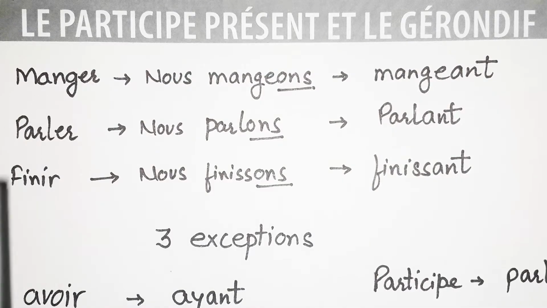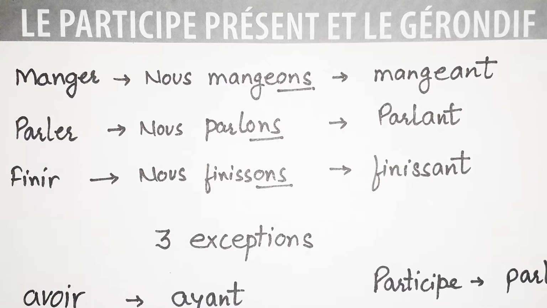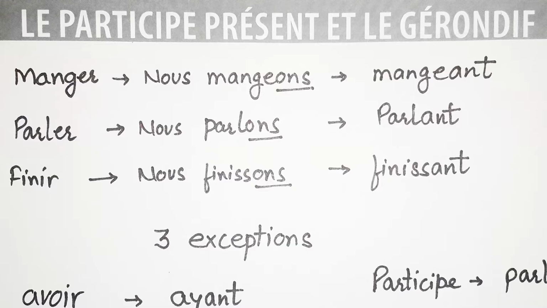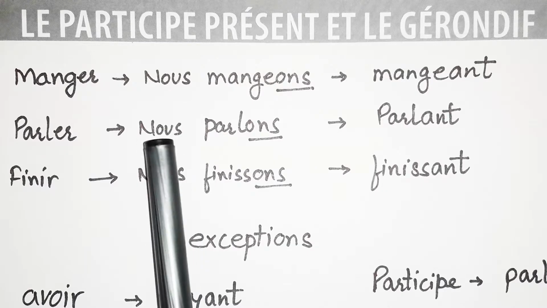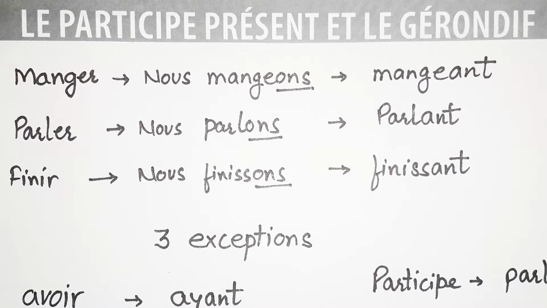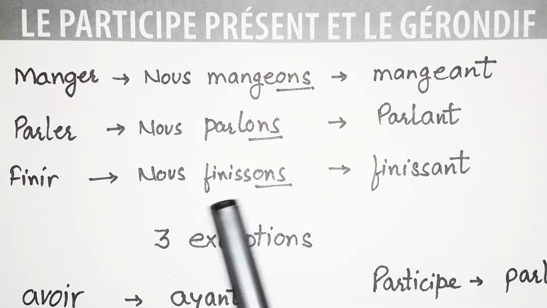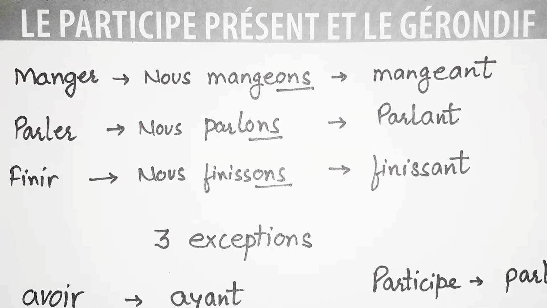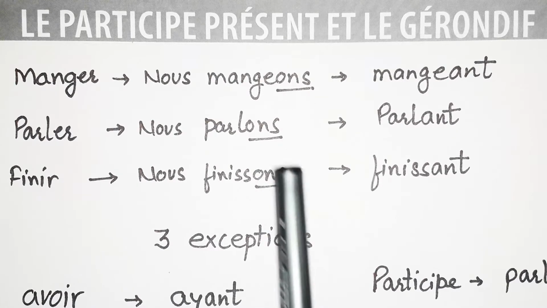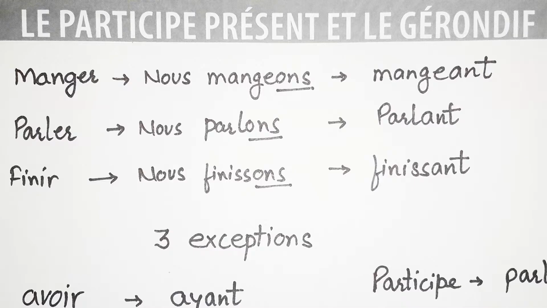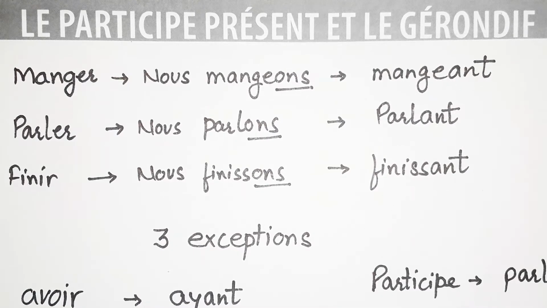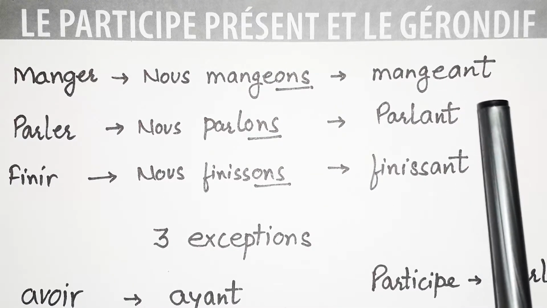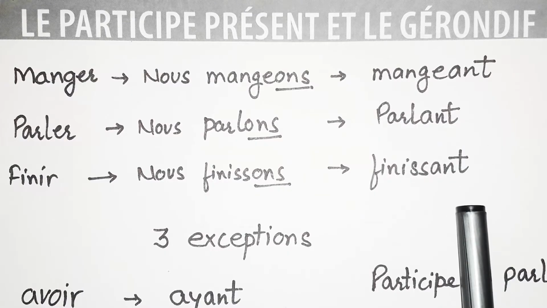Here we have got some verbs: manger, parler, finir. Okay, first we will take the nous conjugation of the given present verb. Like we have manger verb here. Nous mangeons is the present conjugation. Nous parlons is the present conjugation of parler verb. Nous finissons is the present conjugation of finir verb. What we are going to do now is drop ons from the conjugated form and add ant. Okay, now it is mangeant, parlant, finissant.